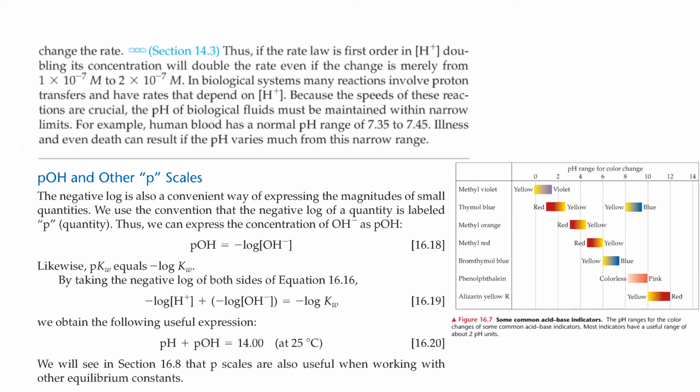Likewise, pKw equals the negative log of the ion product constant. By taking the negative log of both sides of equation 16.16, the negative log of the concentration of proton plus the negative log of the concentration of hydroxide yields the negative log of Kw. We obtain the following useful expression: the pH plus the pOH equals 14 at 25 Celsius. We'll see in Section 16.8 that p scales are also useful when working with other equilibrium constants.